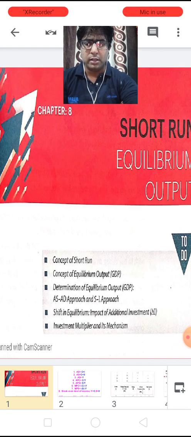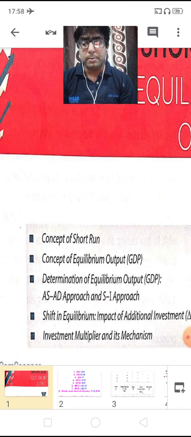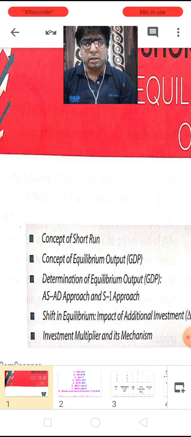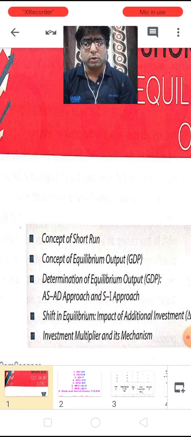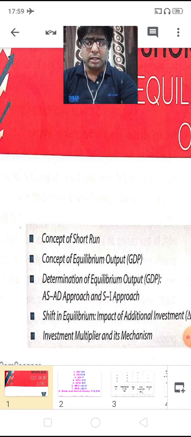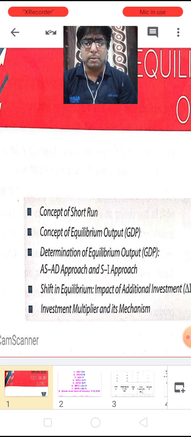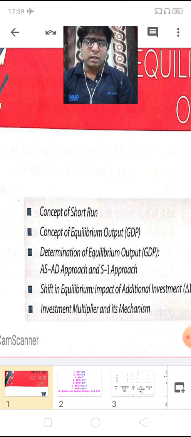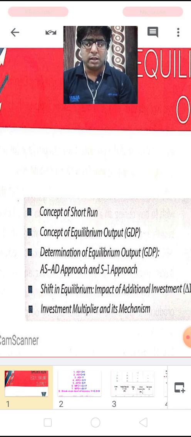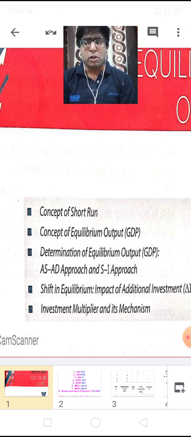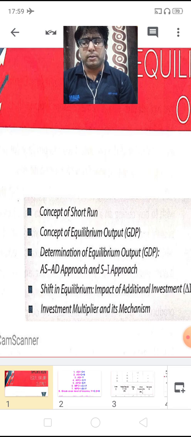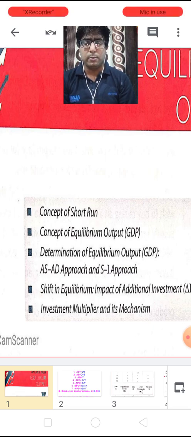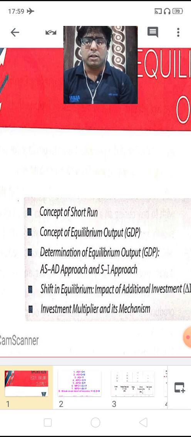We have learned the concept of short run, the concept of equilibrium output, that is GDP, and the determination of equilibrium output, the first approach, which is the AD and AS approach, and the savings and investment approach. Thereafter, we have learned the concept of investment multiplier, its mechanism, and how in an economy the national income is multiplying as we increase the investment. So all these topics we have already finished in the last three videos, and we have also understood the numericals portion, how we are going to solve the numericals of this chapter.